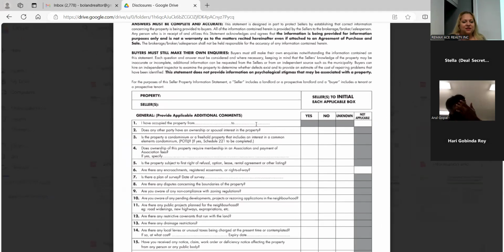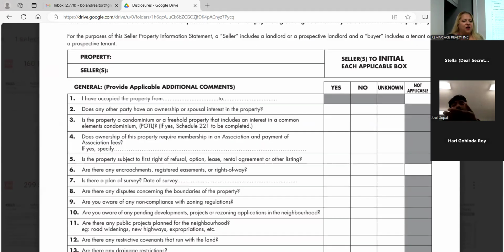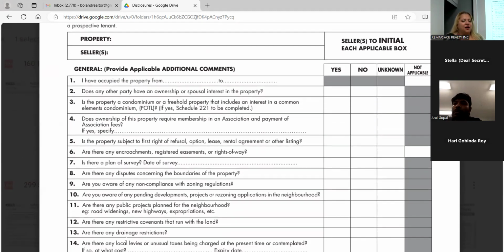So let me just get this a little bit bigger here. So it asks, have I occupied the property, from and to? Does any other party have ownership in this? Is it a condominium? But then it also goes into, do you have a survey? How many of you got to the end of your transaction, and once you get an offer in hand, you realize, oh, I didn't ask them if they had a survey, and somebody's written it, right? It happens, right? I tell you, if you bring this along, that won't happen to you.